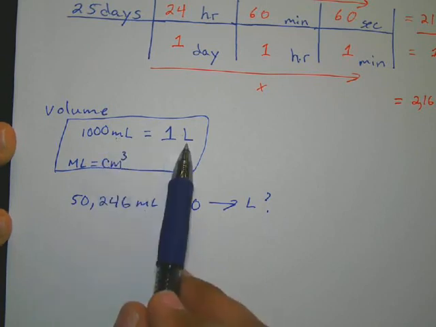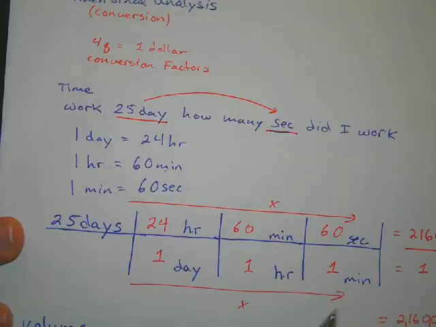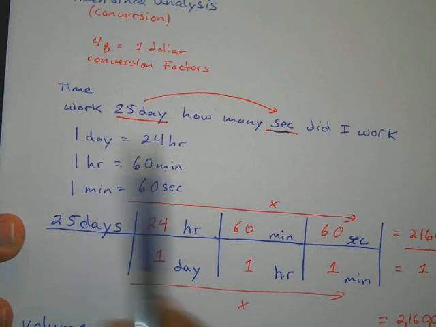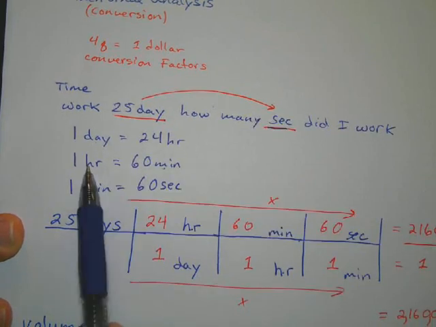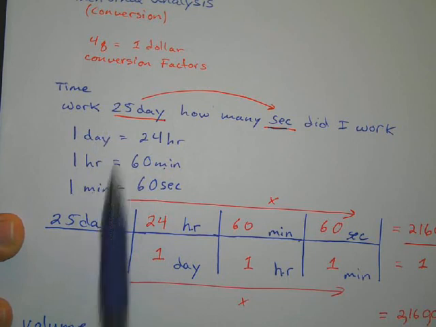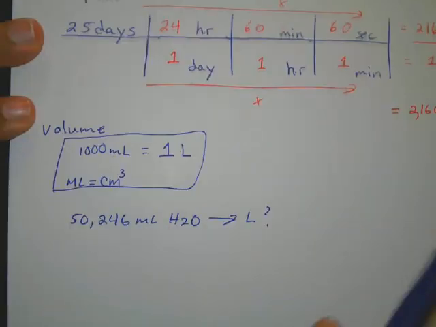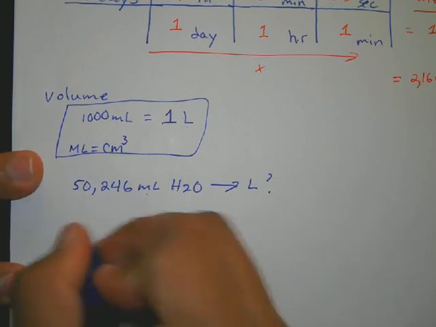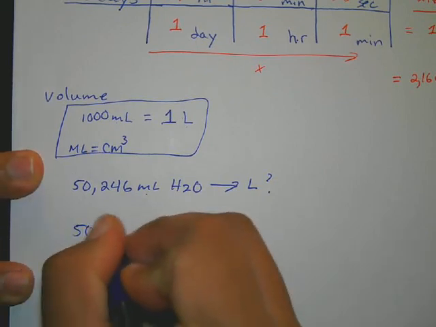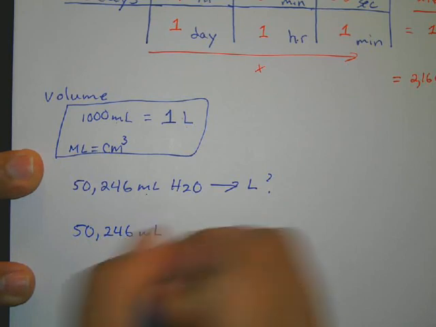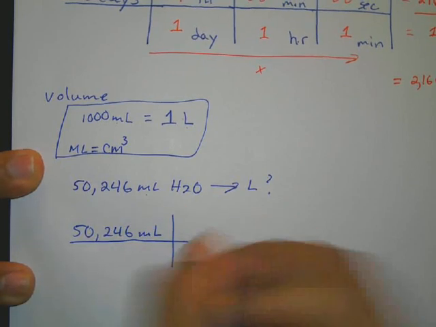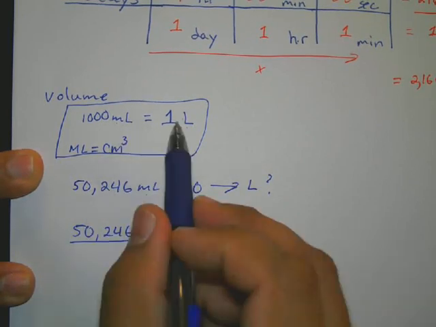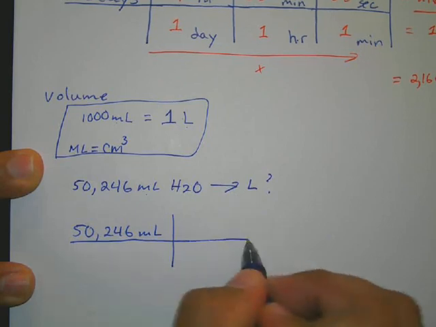It's not like here where I started off with days, but all I could get to was hours, and once I'm in hours, all I could get to was minutes, and so it had to be 3 steps. This one is just a one-step problem, okay? So I'm going to start off with what they gave me, 50,246 milliliters, right? It's a one-step problem because I have to go from milliliters straight to liters, so I'm going to draw one set of boxes here, okay?